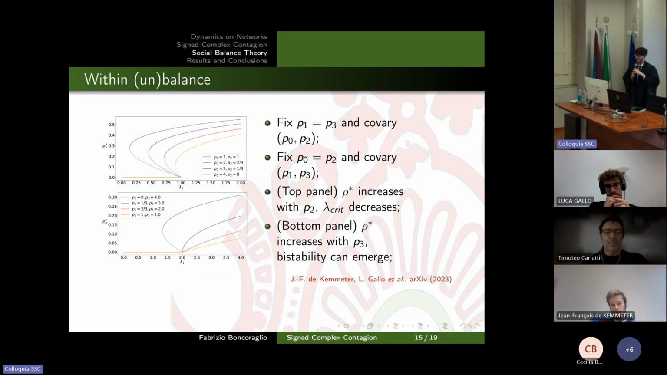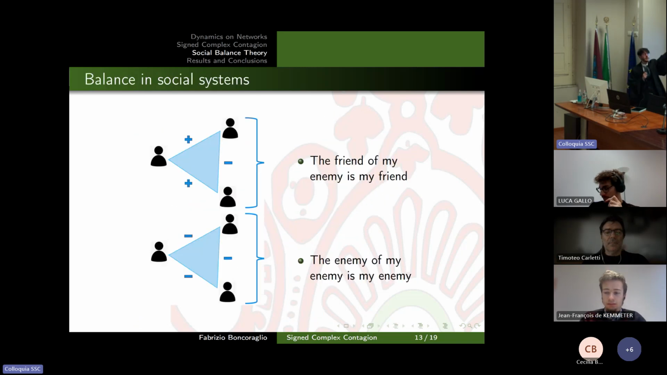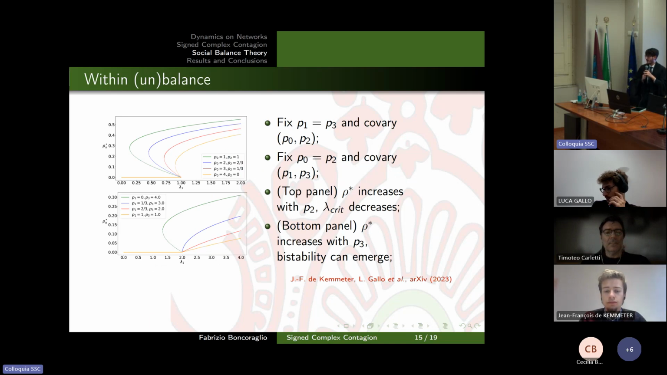And what we see is that in the top panel, rho star increases with P2, in the sense that the prevalence is higher when we increase the number of triangles with 2 positive signs with respect to the ones with 0 positive signs. So it means that the upper interaction has more weight and leads to a higher prevalence. And this is due to a high nonlinearity of the process. While in the other case, for P0 equal to P2, if we covary P1 and P3, so the balanced structures, in the bottom panel, we see that rho star, the stationary density, increases with P3, and a bistability region emerges.